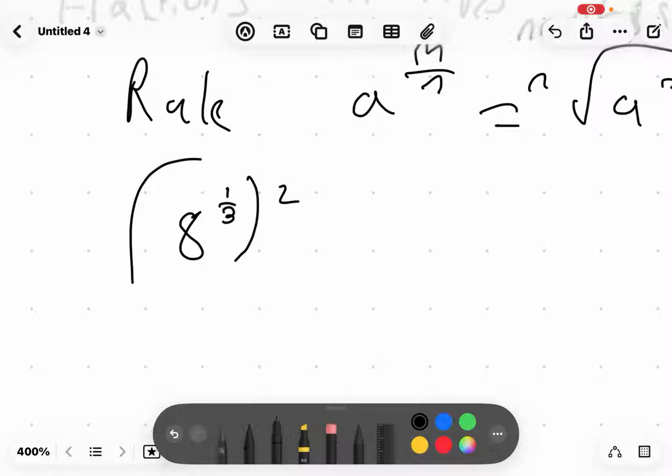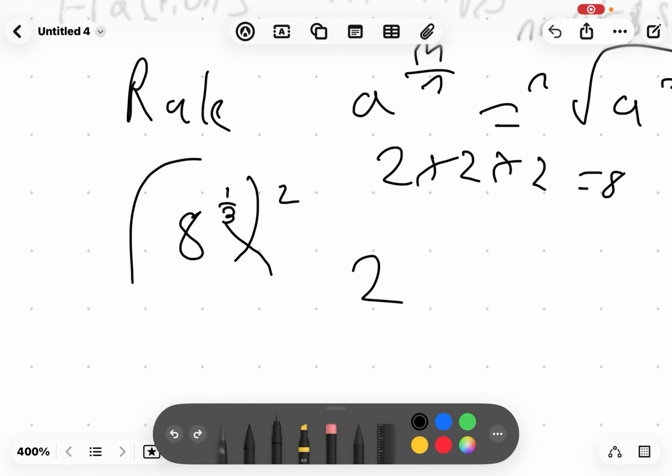First of all, we have to make this an actual singular number, if that makes sense. And what this 1 over 3 means is, what number gives 8 when you times it by itself? So 2 times 2 times 2 gives 8, so 2. And so we can just put 2, and then it's squared, and then it's a 4 because 2 times 2 is 4.